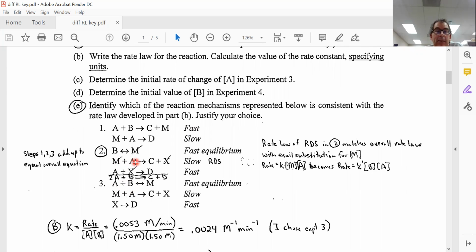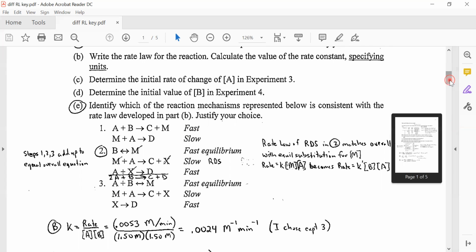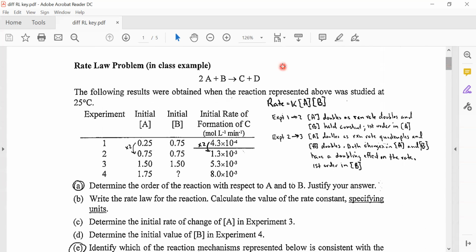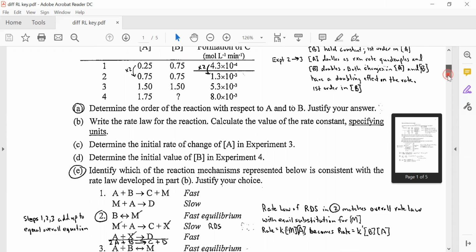Now, the first thing I can say, once I choose this, is that these equations should add up to equal the overall equation. Usually they do. I cross out the intermediates here, here and here. I end up with 2A plus B forms C plus D, which matches my equation originally, at the very top of the page. So that overall equation should match up.